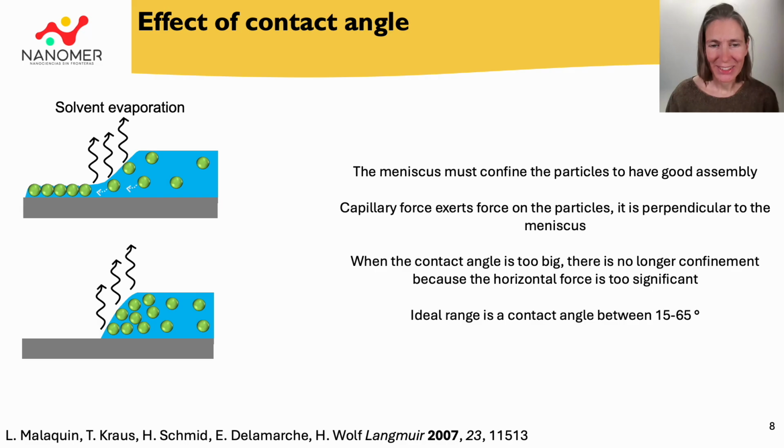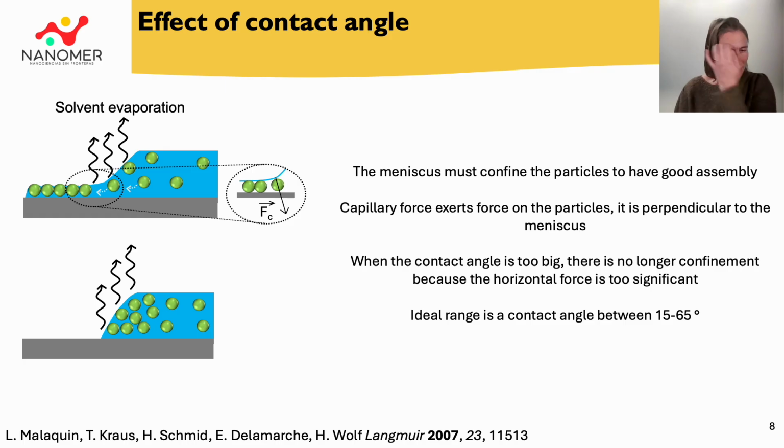Another thing to consider in terms of convective steering is the contact angle, because we need to pin the particles to the substrate. When we have solvent evaporation and the particles come in and the contact angle is low, ideally between 15 and 65 degrees, these particles will be pinned and we'll manage to deposit them. However, when the contact angle is higher, then the particles will just be scraped across the substrate.